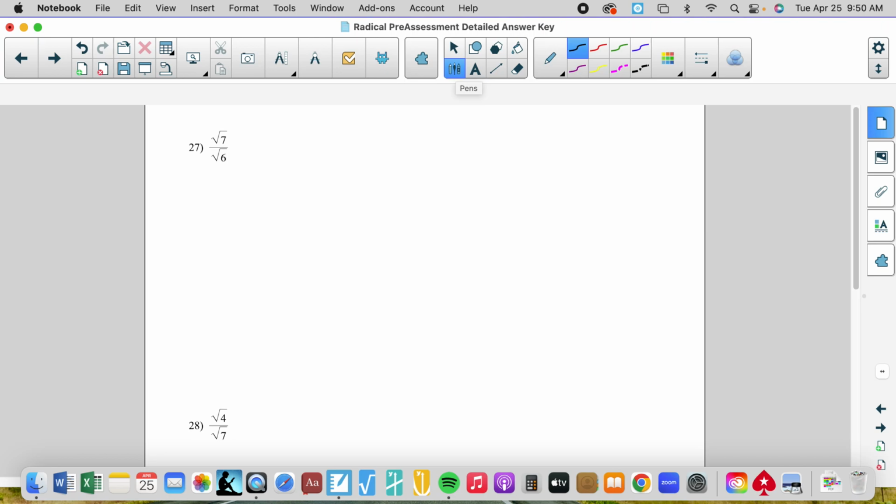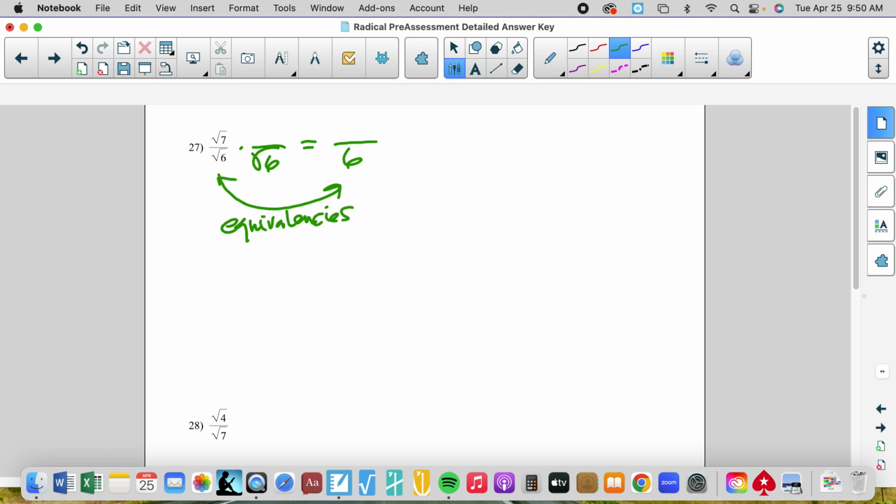So what gets rid of a square root of 6? Well, another square root of 6, because that would be the square root of 6 quantity squared, and the square would cancel with the square root, and that would leave us with 6. But it needs to be an equivalent fraction. We're producing equivalencies.